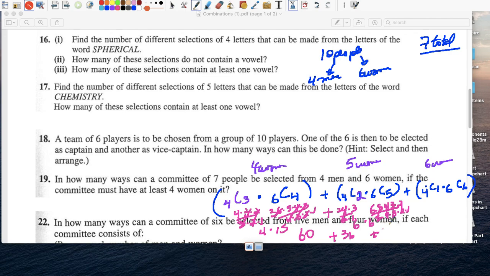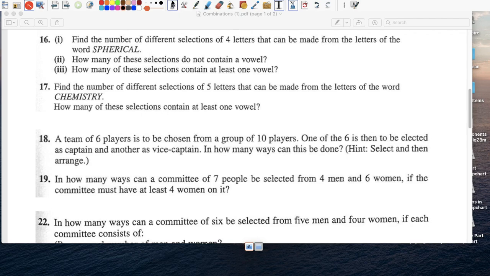And the last scenario, from 6 women, I pick 6, so there's obviously just one way of doing that. And then for the men, 4 men, and I pick 1, so there's only going to be 4 different ways, so 4 times 1 is 4. If I add all that, I get 100. Okay. That's a nice little question.